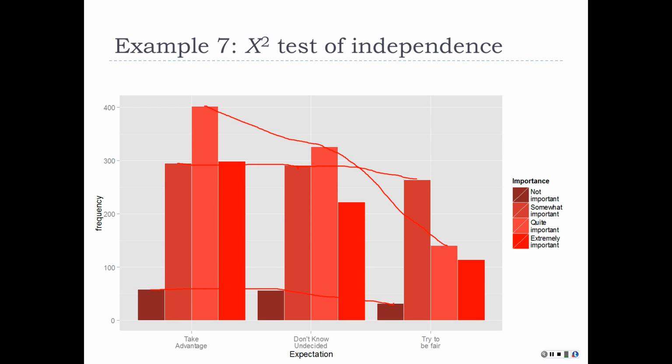That's not parallel. And with an n of 2,400, even small deviations from parallel lines are probably going to be statistically significant. 2,400 is a big n, and even small differences will be significant. And then quite important is this. They're not totally parallel, but the two top ones drop quickly, or have a big difference between take advantage and try to be fair. And the two lower importance categories don't have a big difference between those.